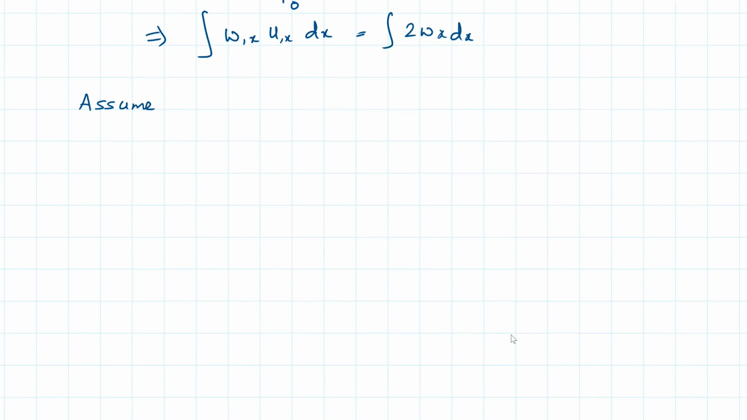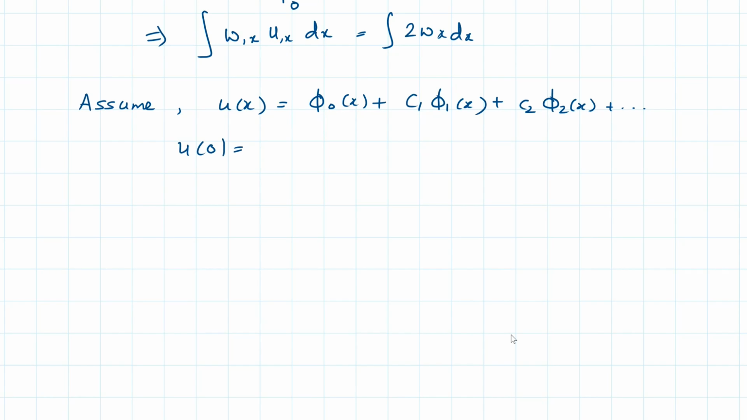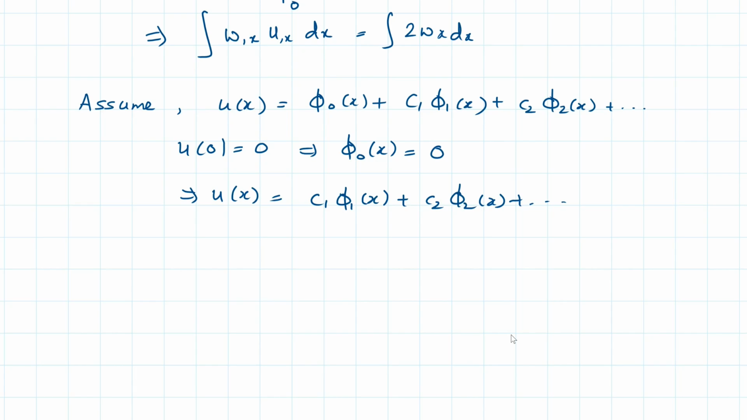Now assume that our approximation looks something like this: phi0 of x plus c1 phi1 x plus c2 phi2 x and so on, right? So since we have the essential boundary condition defined as such, we can then say that our phi0 of x, which only has to satisfy our essential boundary condition, is also equal to 0. Then we end up with u of x is equal to c1 phi1 x plus c2 phi2 x and however many terms we want.